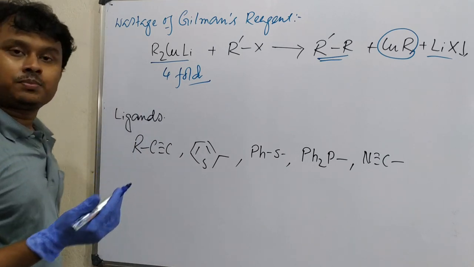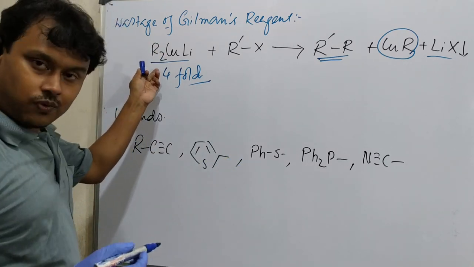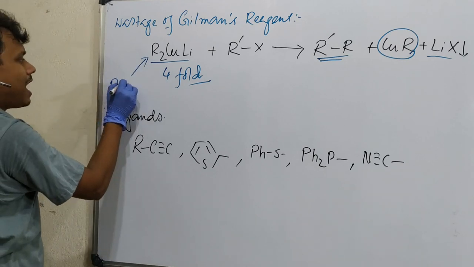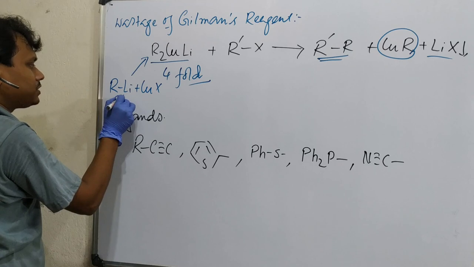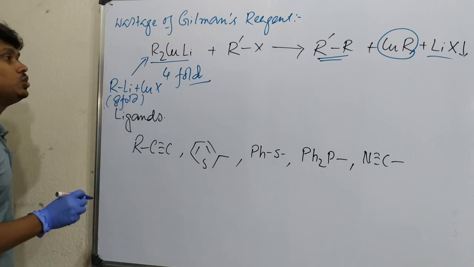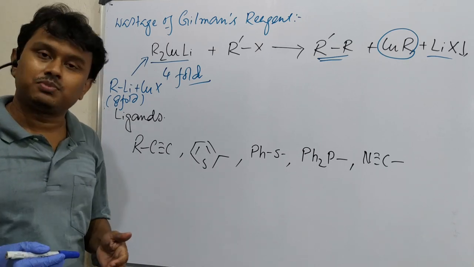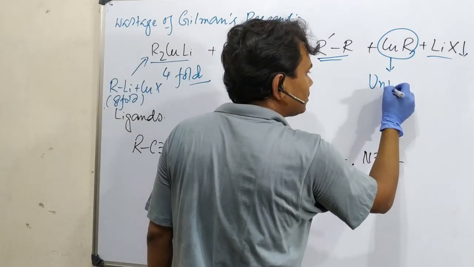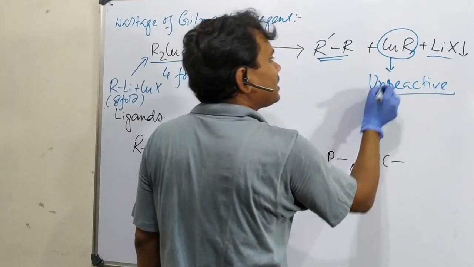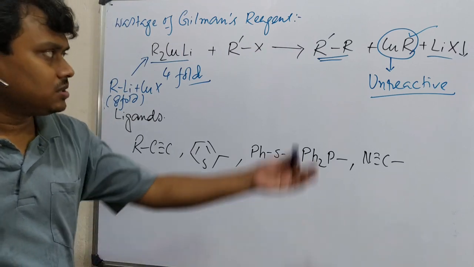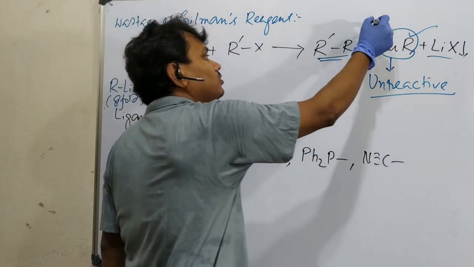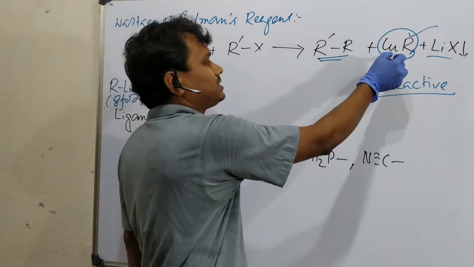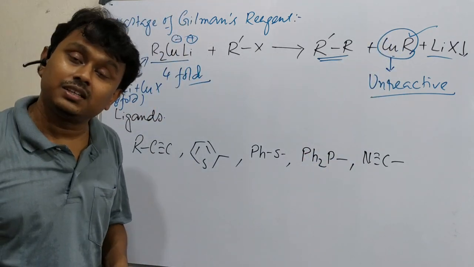So what is the problem? If we use a fourfold excess, then to prepare this, which is prepared from RLi plus CuX, we are actually using eightfold. So a huge amount of alkyl lithium is wasted, because alkyl lithium is a costly, important reagent. And second, this is unreactive: it contains an alkyl group, but it cannot be transferred, because it is not the additional unit. Only if there are four units, then it is negative, and the reaction is possible. So this is a waste, and a huge amount of alkyl lithium reagent is wasted.